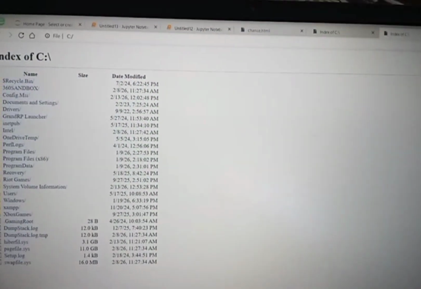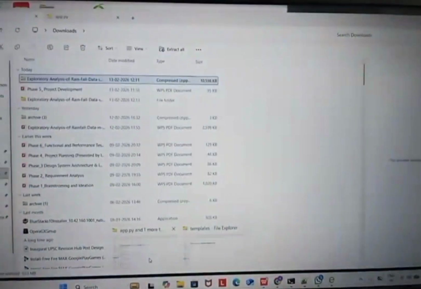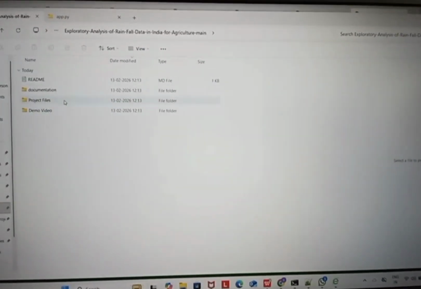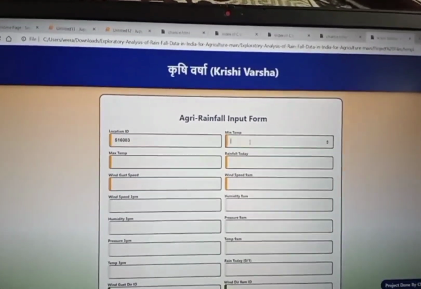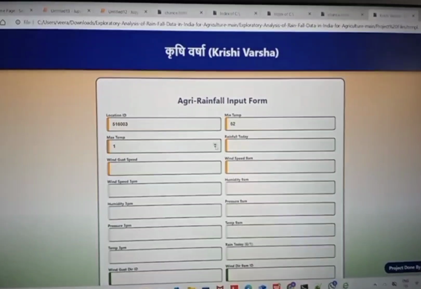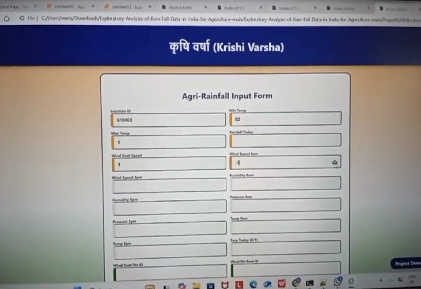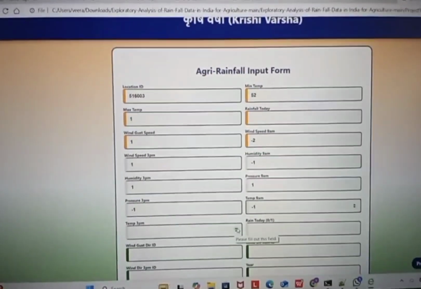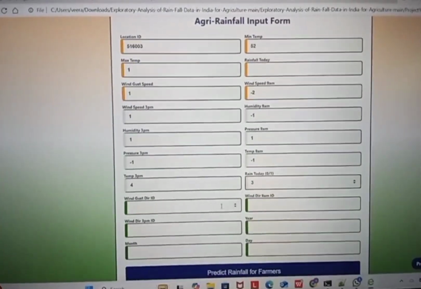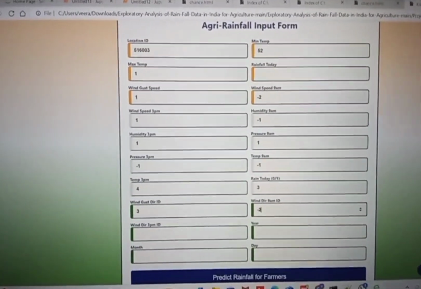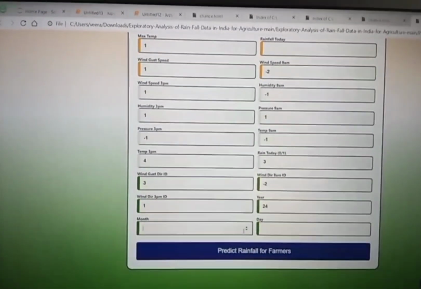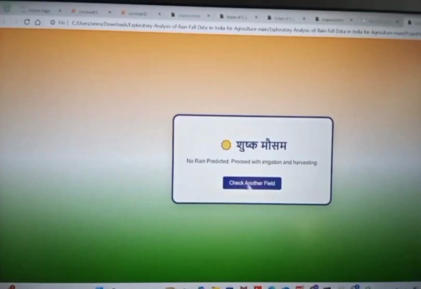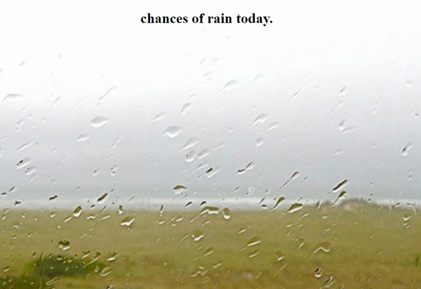This is our agri rainfall prediction system called Krishi Varsha. In this module, farmers enter important weather details like temperature, humidity, wind speed, pressure, and rainfall data in the input form. Based on these parameters, the system analyzes the data and predicts the probability of rainfall. If there is a high chance of rain, the system suggests the farmer to pause irrigation and fertilizer usage to avoid loss. Finally, all project files and reports are organized and sorted properly for documentation and future use.